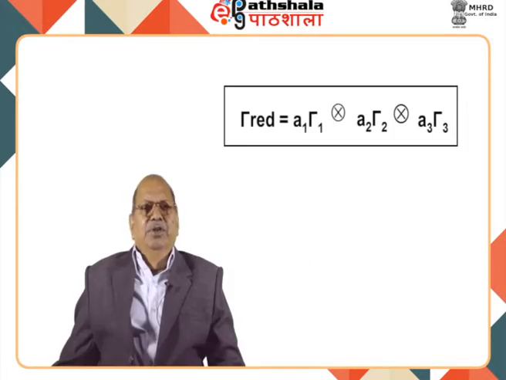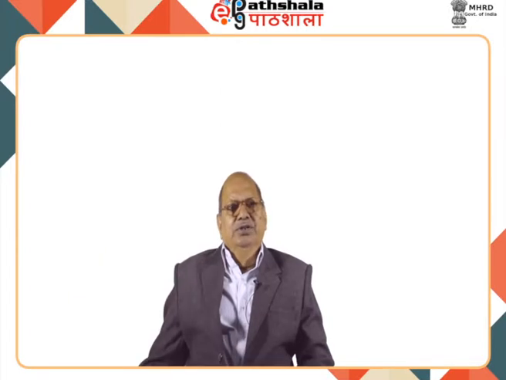Let tau1 be repeated a1 times, tau2 repeated a2 times, and tau3 repeated a3 times. So tau reducible can be written as a1 tau1, then a2 tau2, then a3 tau3, or tau reducible is the summation of ai tau i, where ai is the number of times tau i or its equivalent repeats in tau reducible. Thus tau i is a non-equivalent irreducible representation.